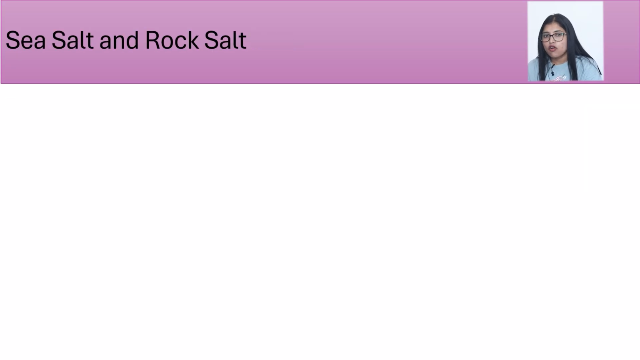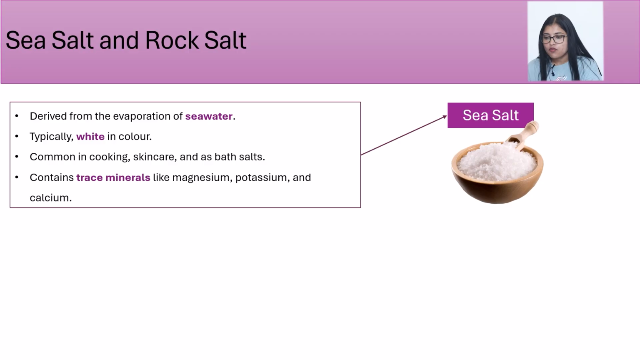Out of the common salts that we see, two salts that are used in cooking are sea salt and rock salt. So sea salt is derived from the evaporation of seawater, which is typically white in color. This is used in cooking, skincare, as well as bathing salts. This contains trace minerals like magnesium, potassium, and calcium.